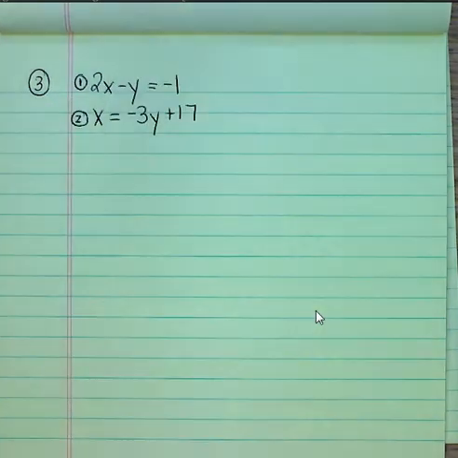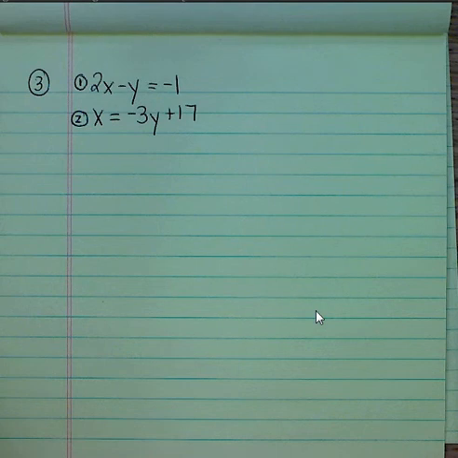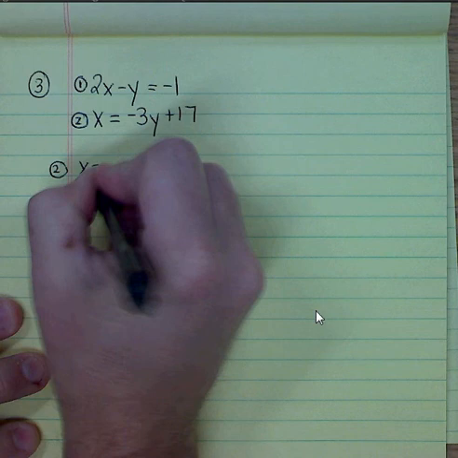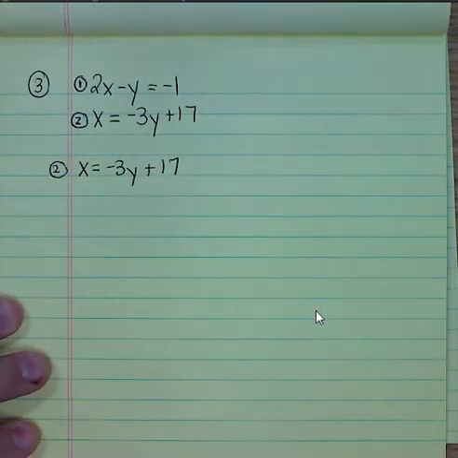Now remember, the first thing we want to do is pick an equation and solve for a variable. Has that been done for us already? Guys, has a variable been solved for us already? Yes. Which equation? 2. So that's the one I'm going to start with. So equation number 2, I'm going to write it down. X equals negative 3y plus 17. All right, so there it is.